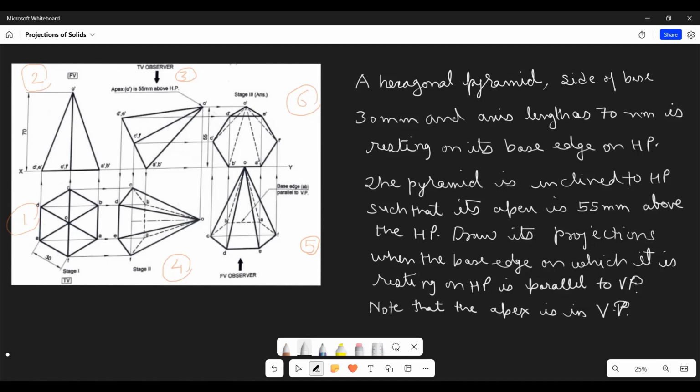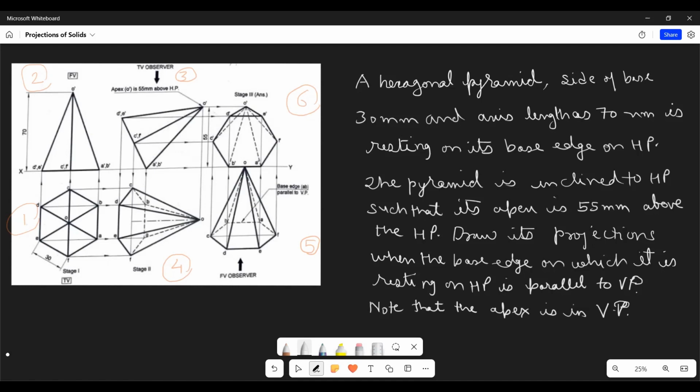So how many conditions should we have? The condition number 1 is the apex should touch the VP. That is, in top view, the apex should touch the XY line. First condition. Second condition is AB should be resting on HP. It means AB should always touch the XY line in the front view, which we can see in all the 3 stages front view.